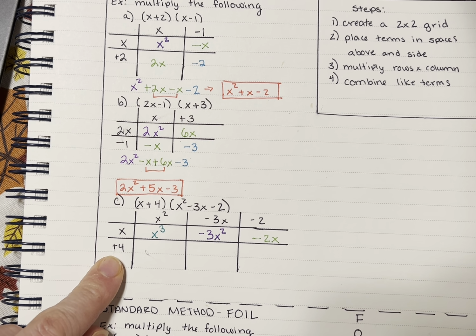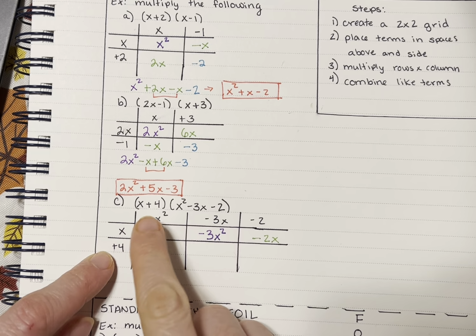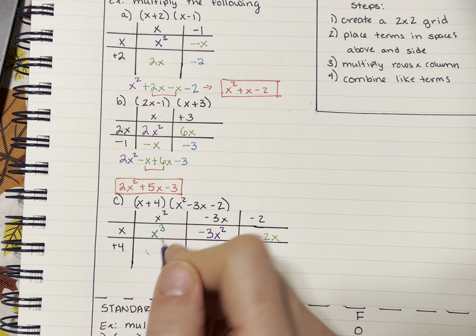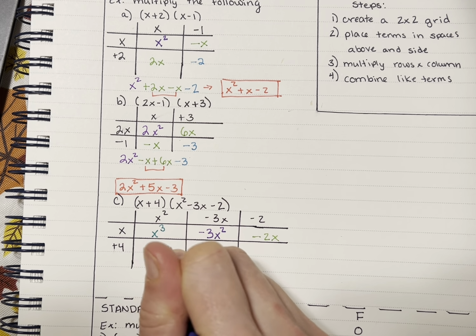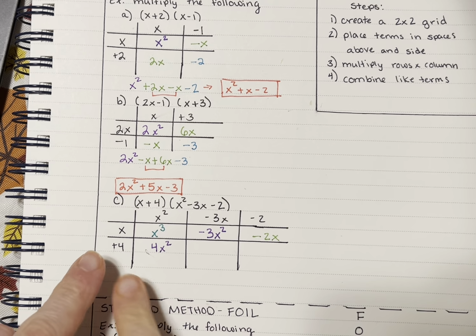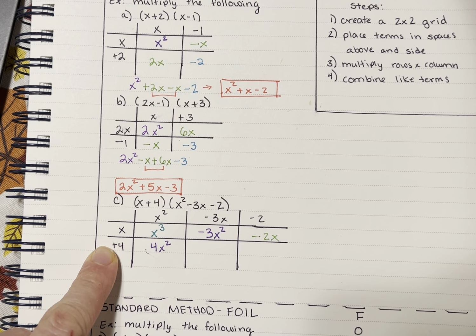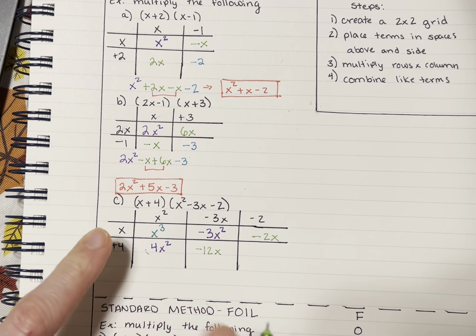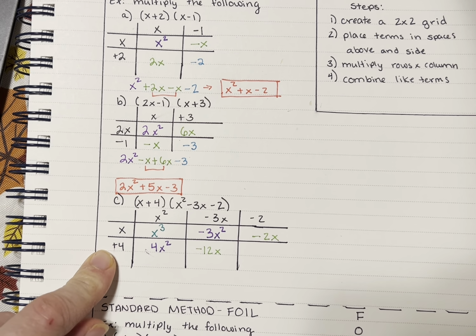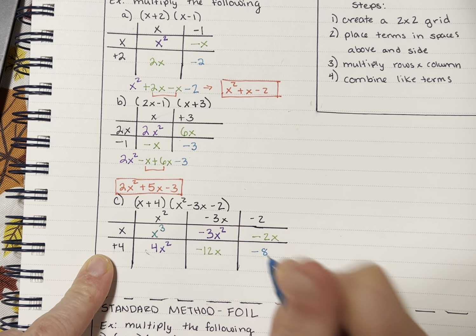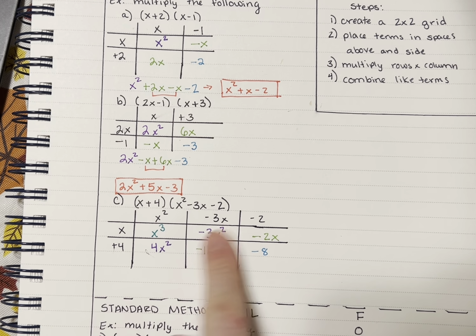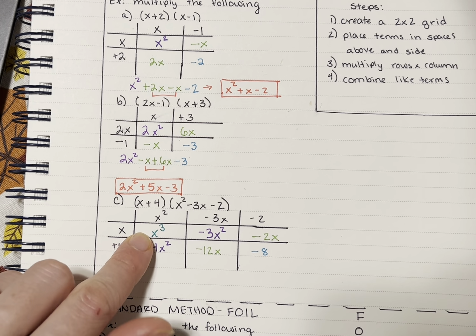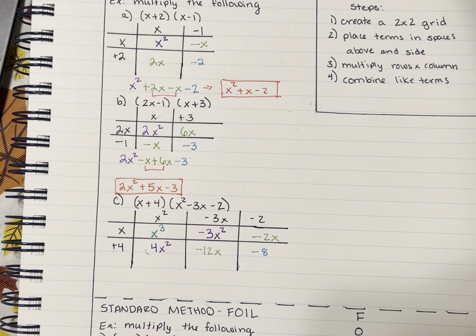So now we move on to the second row. Now I have 4 times x squared, which is 4x squared. I have 4 times negative 3x, which is going to be negative 12x. And then I have 4 times negative 2, which is negative 8. So you can see how using those algebra tiles came in handy, because now I have x cubed, which is its own term.